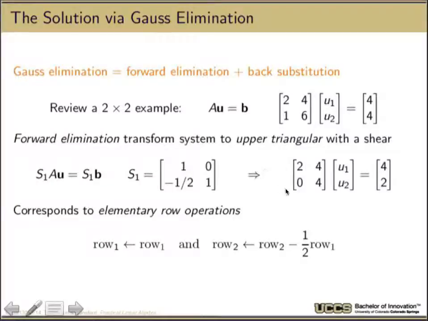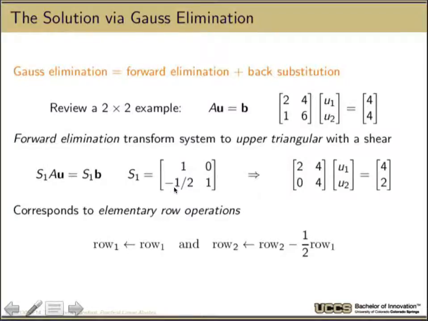So in general, in higher dimensions, we can think about how to solve it. We have this term of Gauss elimination we sort of already talked about. Remember, for our 2D by 2D example, we have our matrix, and the forward elimination step is to transform this to an upper triangular matrix with a shear. And by a shear, what we really mean is we're going to take a linear combination of these two rows, and update the system.